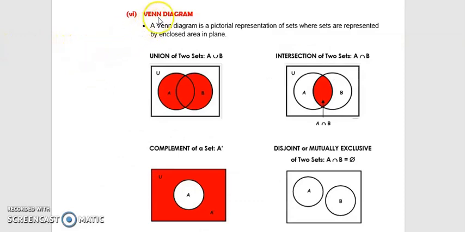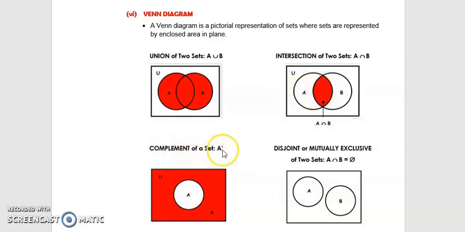And now the last part is about Venn diagrams. I hope you still remember Venn diagrams. Let me show you some examples here. The union of two sets is A union B, which means everything included in A and B. This one is the intersection between A and B.